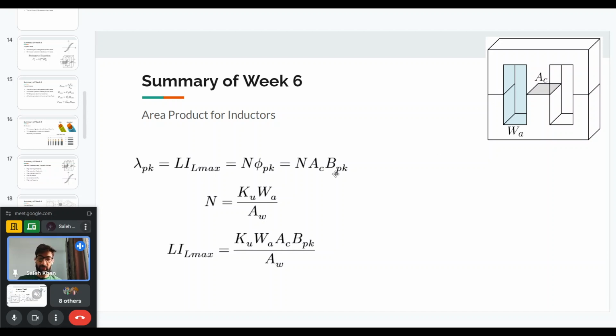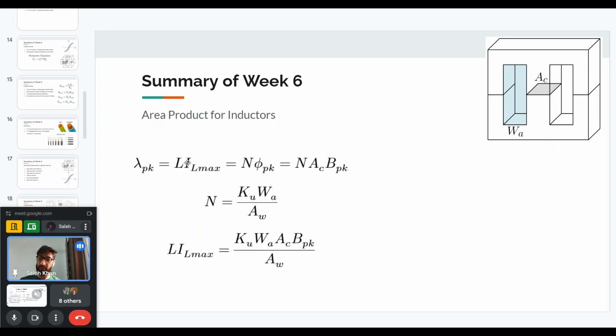And area product, as we'll see, is related to the energy that is stored in the inductor, as well as the window utilization factor, the current density, and the working flux. So if we derive that, we can basically see that the peak flux linkage will be given by the inductance times the maximum current or the peak current.